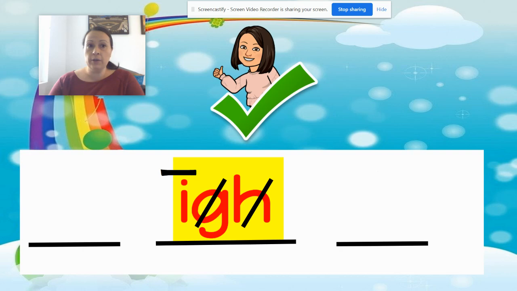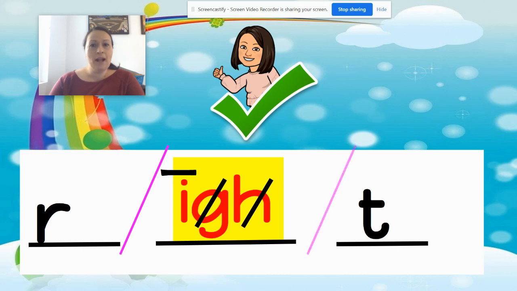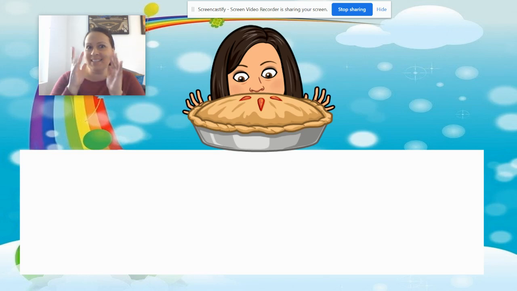Now, who makes the R sound? R. And who makes the letter T? Now we break it into its component parts. I, right. Good job. Now, I want you to go get your whiteboard and marker and join me doing these next words.